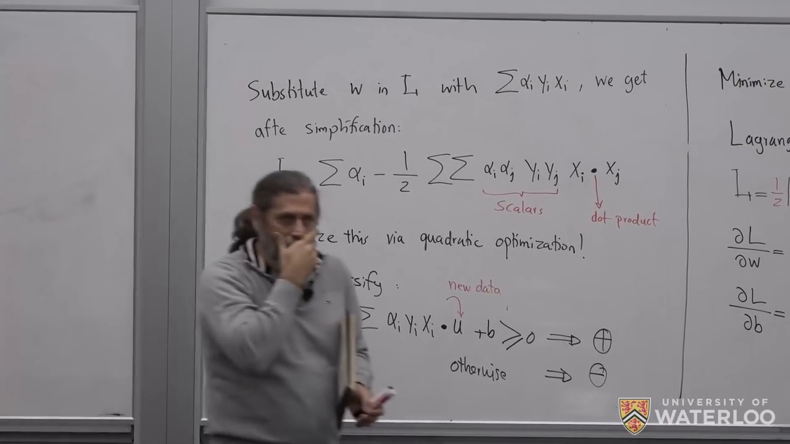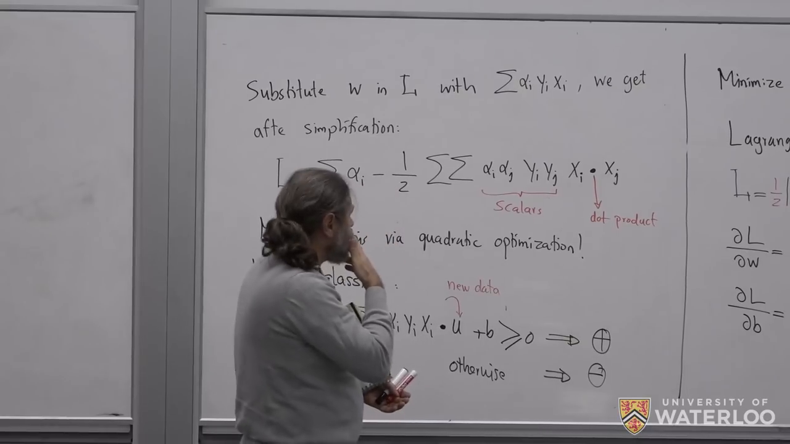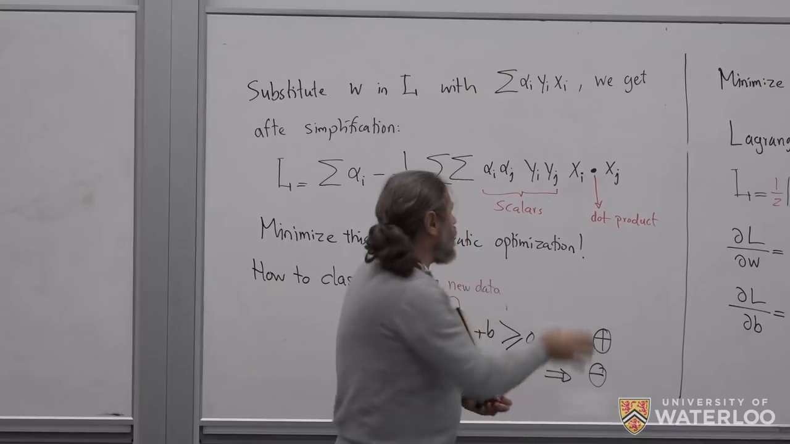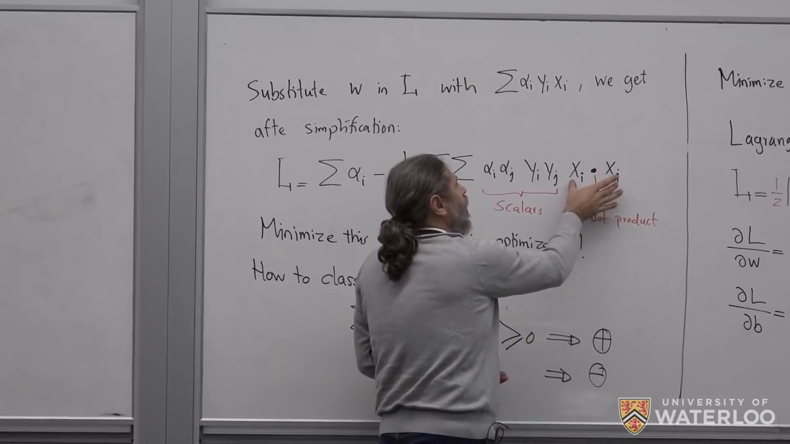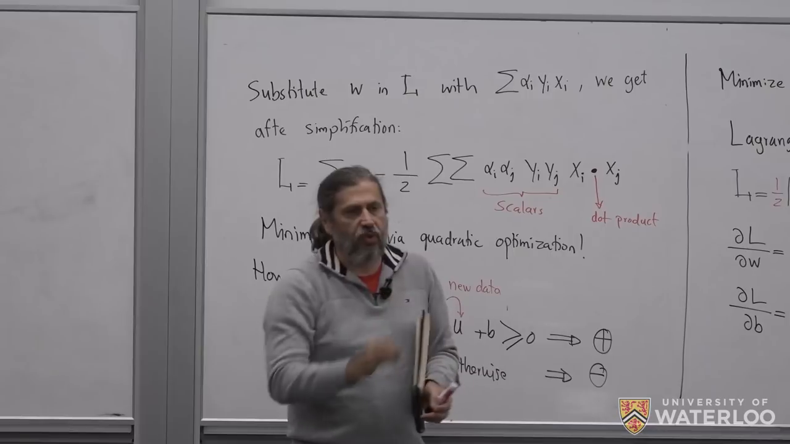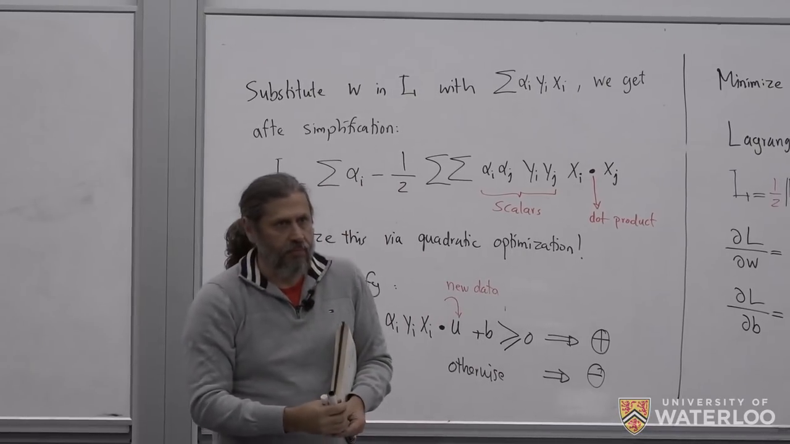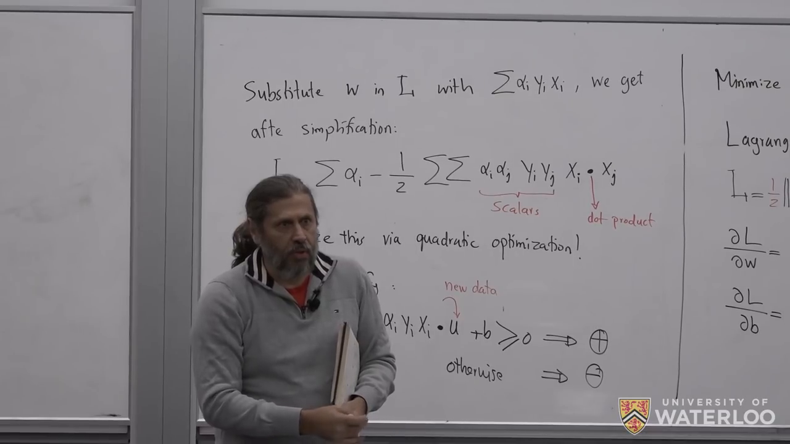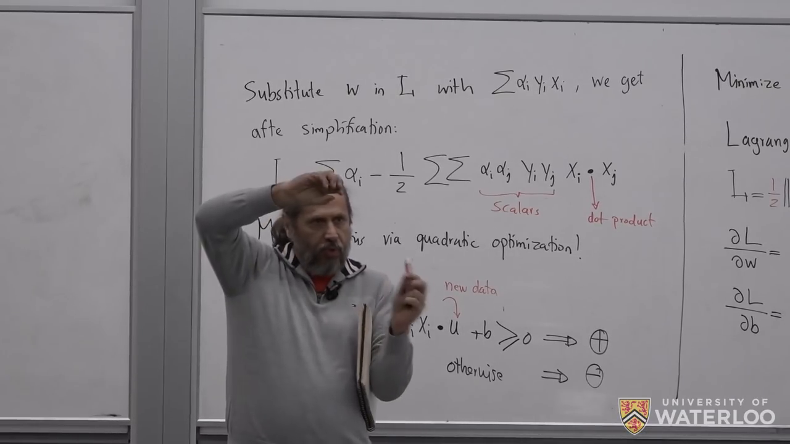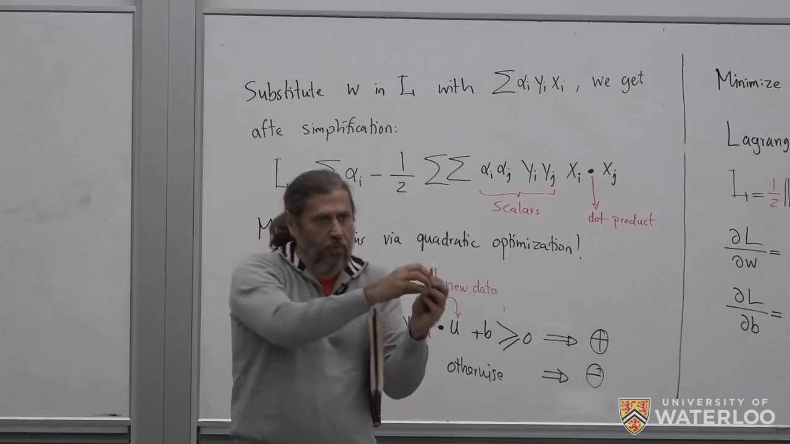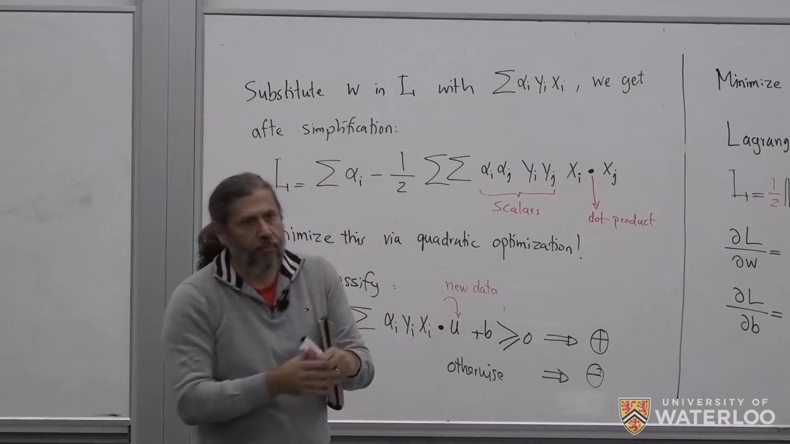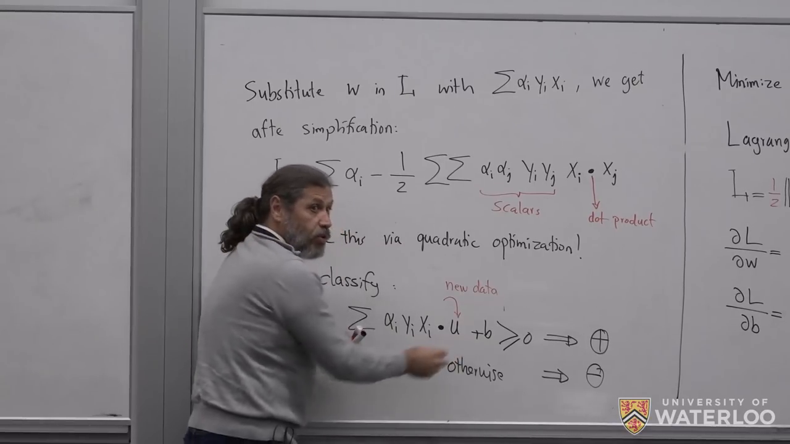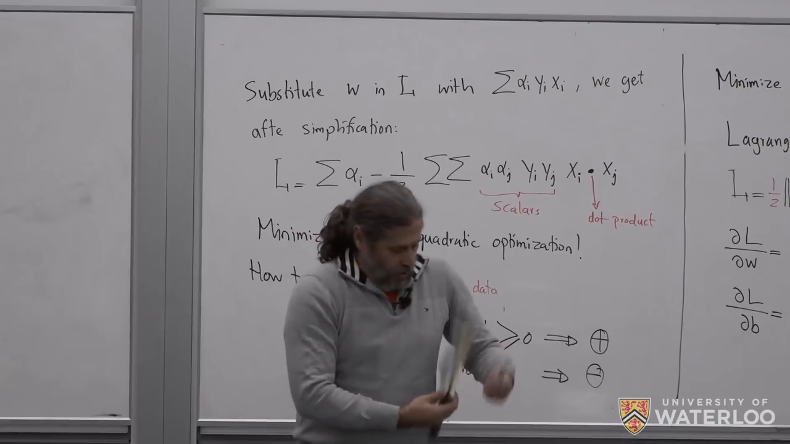Yes? What is the j for? Indices, just to get two vectors and work with indices. I wanted to make the point that now we are working with the dot products between two vectors. Any vector. So you grab one support vector and you compare it with another one, or you grab a support vector and compare it with new data points. Because this is your support vector and this is the new vector that you don't know.